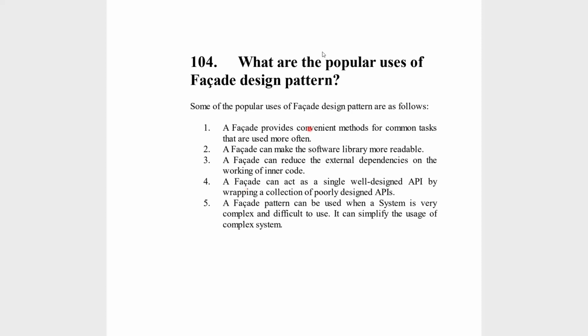Okay, so this is one more example. If you can go ahead and revise, you will use a facade when you want to do a common task and you want a convenient method for that. It makes the software library more readable, so you know what all things are there in the library. It can reduce external dependency.